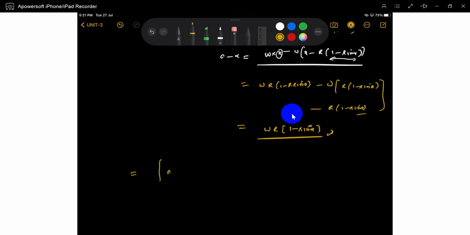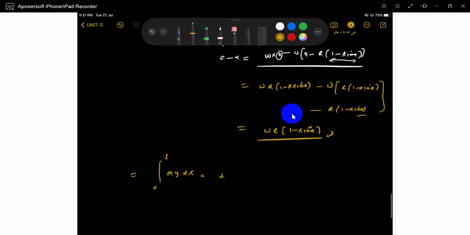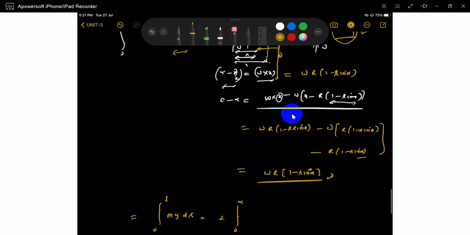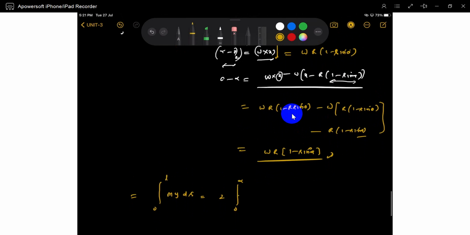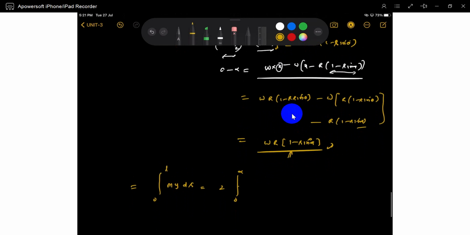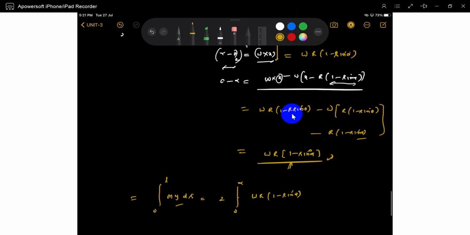So the top integration is the integral of m y ds from 0 to L. I will write it as 2 into, same thing. First we will do 0 to alpha. For 0 to alpha, what is this value? m is w r 1 minus sin alpha. And y, what is y?